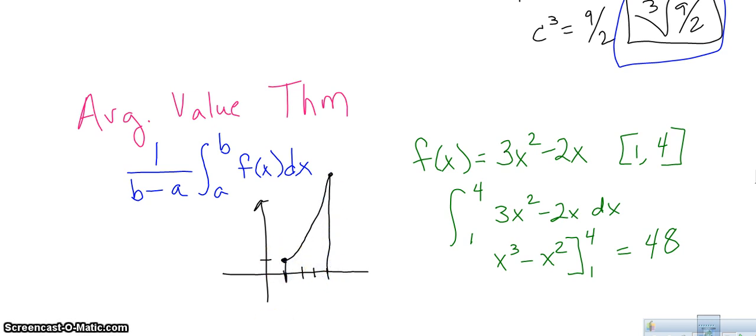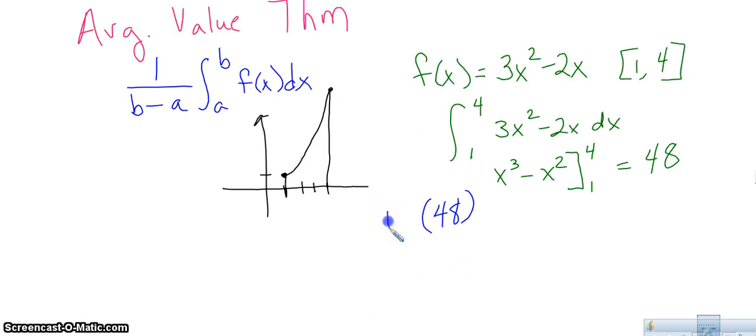So that's the area, but to find the average area, I take the 48 and multiply that by 1 over 4 minus 1, or 1 over 3, which is 16. So 16 is your average area. So between each block is 16, and that's the average value theorem.